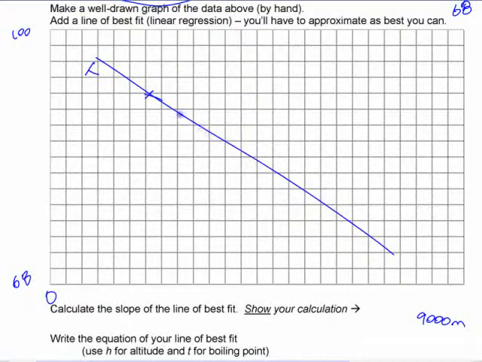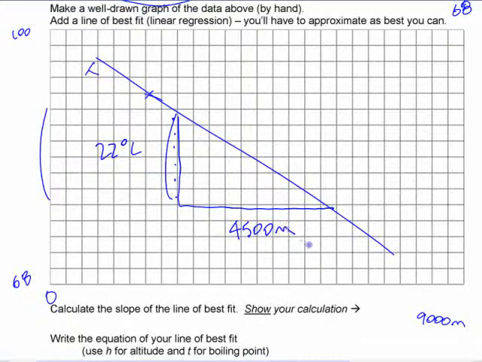You should show a slope calculation the way we've done in the past. You should actually show what these are. Remember, don't just count squares. You actually have to see what it is on the scale. So this might be like 22 degrees Celsius, and this might be 4,500 meters. I'm totally making that up because it's not right. But you have to show that and then say what the slope is, what you're dividing to get the slope. Put the units. If you look at this, you can decide what the units are.